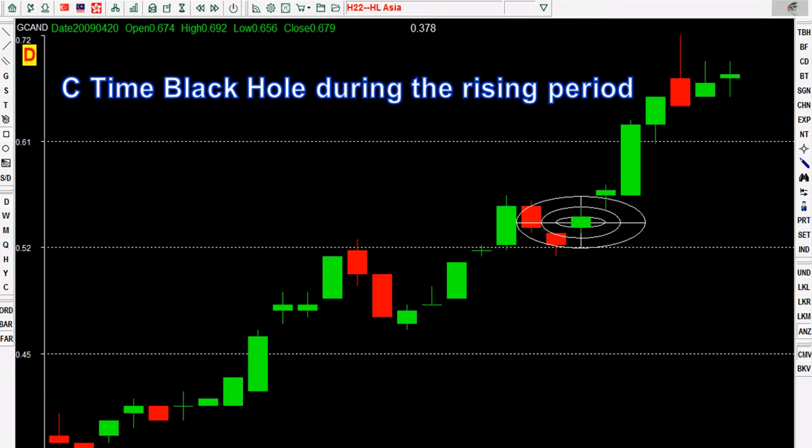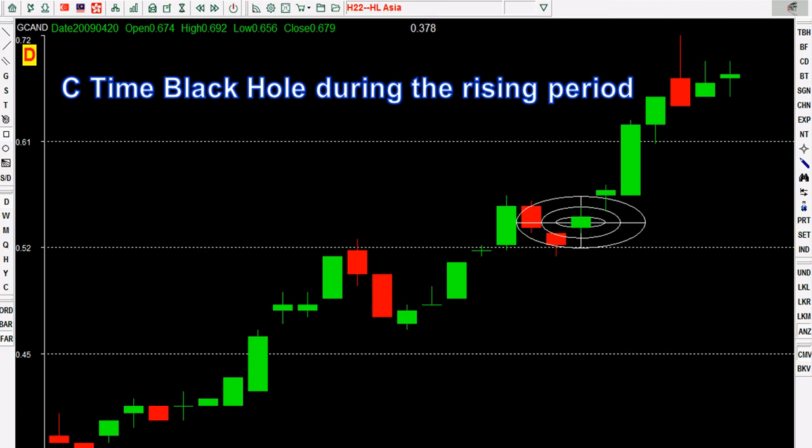Time black hole appears during the rising period. Okay, so we can see the price is in the uptrend. Then the time black hole appears. What should we do? We should pay attention, because this is the turning point. But whether this is the sell opportunity or buy opportunity, we should check the candlestick.